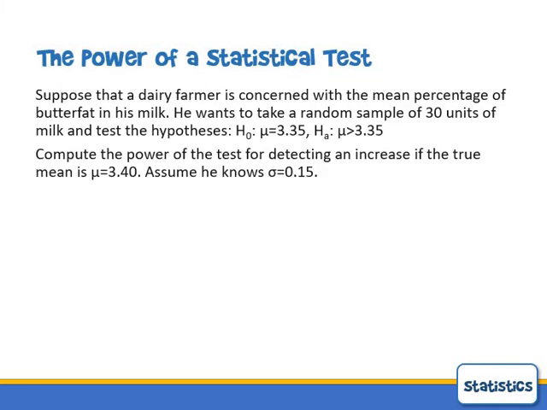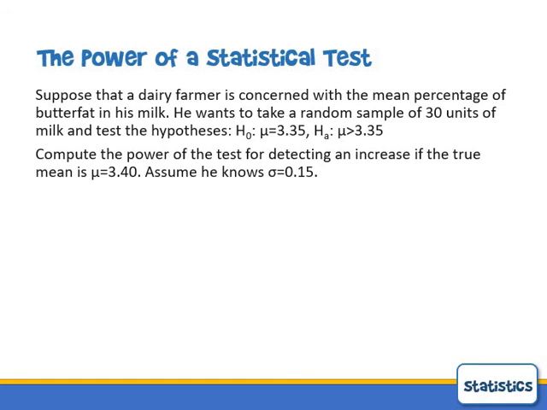Okay. So suppose a dairy farmer is concerned with the mean percentage of butterfat in his milk. He wants to take a random sample of 30 units of milk and test the hypothesis. So you have the null hypothesis mu is equal to 3.35 and the alternative mu is greater than 3.35. So let's say we want to have 3.35, whatever the units are here, butterfat. I guess the percentage it says. You want the percent of the milk to be 3.35% or lower maybe, and then we have the alternative that mu is greater than 3.35.